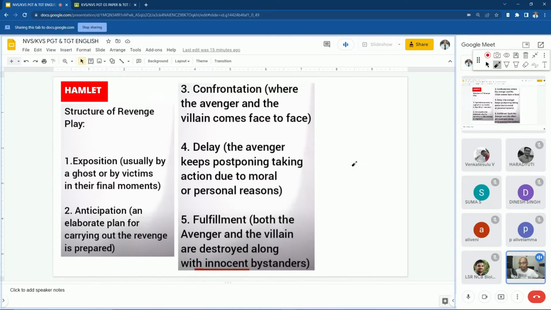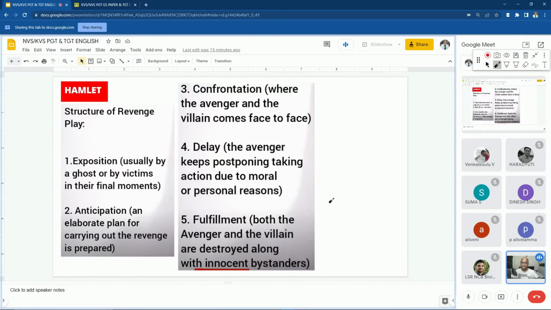Then the fourth point is delay. The avenger keeps postponing taking action due to moral or personal reasons. We already discussed the procrastination and irresoluteness of Hamlet's character. He was inclined towards Christian morality and had his personal reasons. If he kills a person who is praying, that person will go to heaven. So those kinds of things caused delay in taking action.